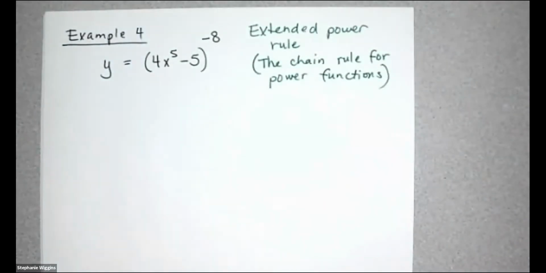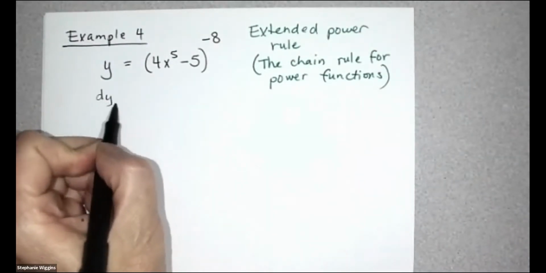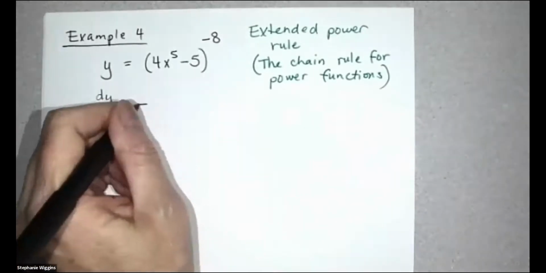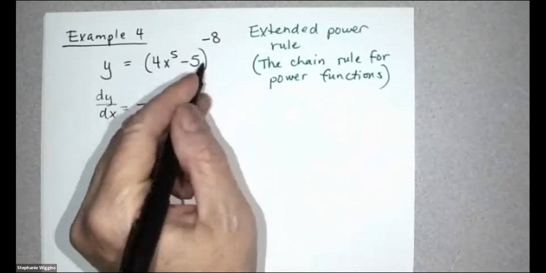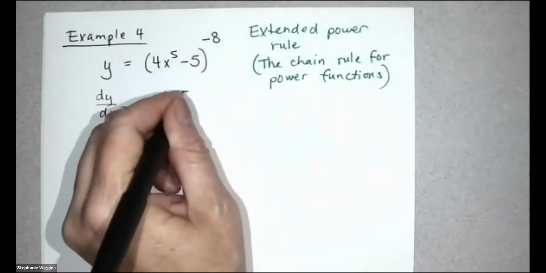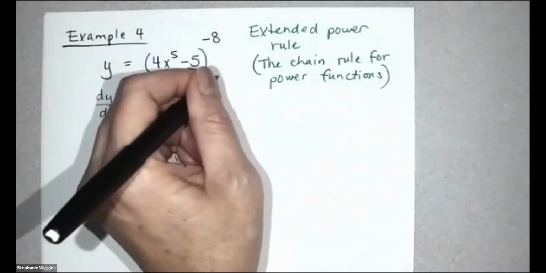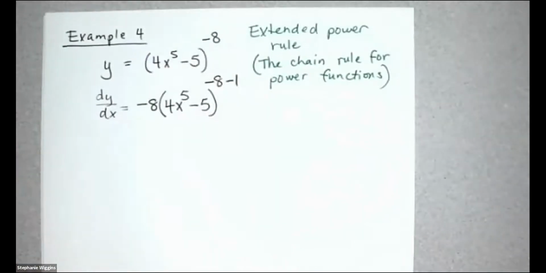And when I find the derivative, I bring my power out front, as always. Then I take what's inside and raise it to the power that's 1 less than my original power. So I have negative 8 minus 1, right?